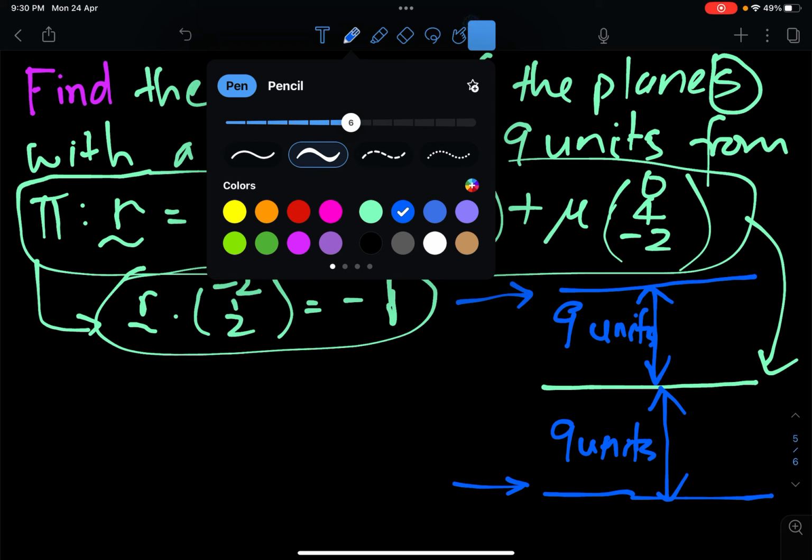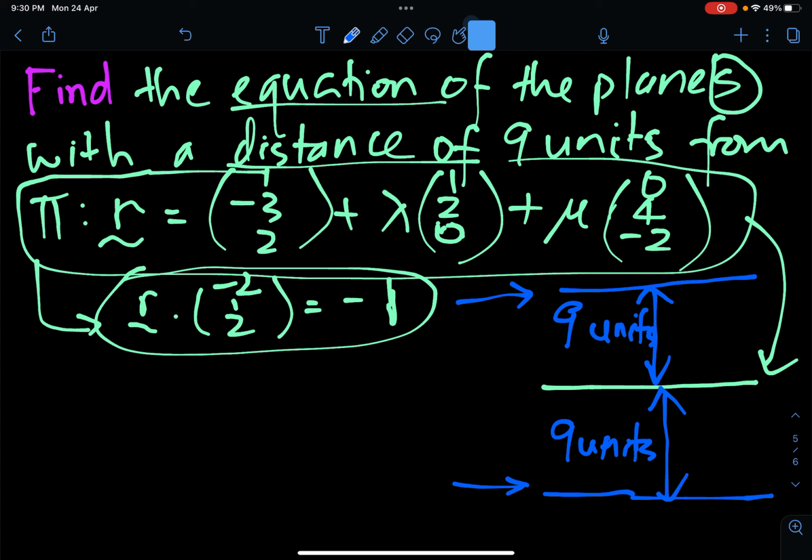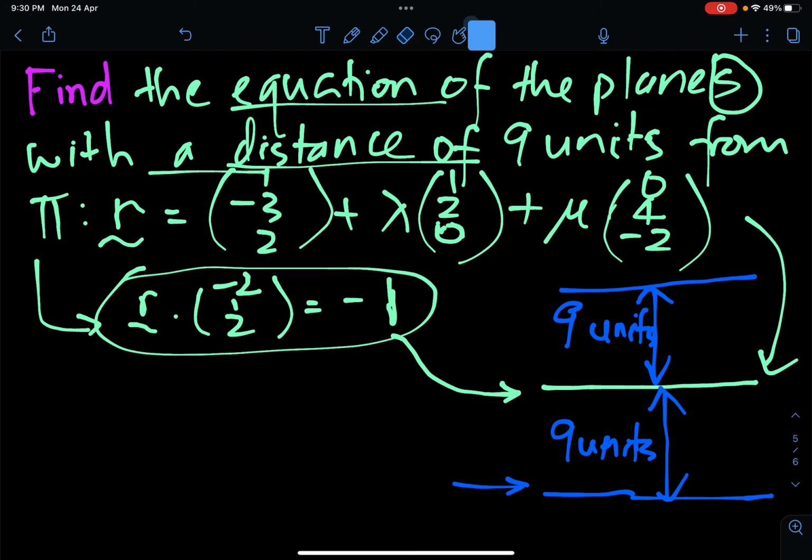Let me just write this out. This is the vector equation of this plane: r dot (-2, 1, 2) equals -1. And the vector equation of this plane is what we want to find, which I'm going to write in terms of r dot. And remember, whenever you're asked to find the vector equation of a plane given the distance between two planes, the two planes must be parallel.